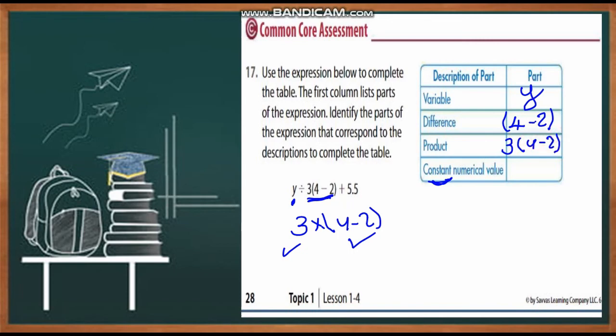Constant numerical value, it's 5.5. It's constant, we can't change it.